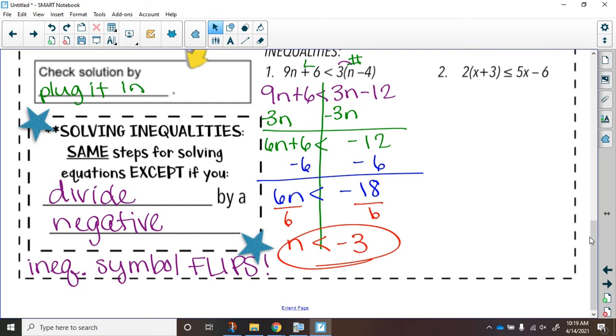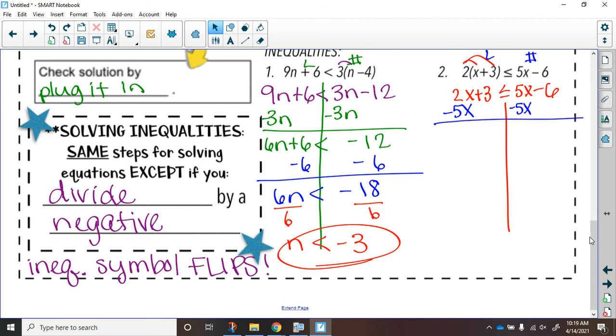Again, we're going to start off by distributing, and we're left with 2x plus 3 less than or equal to 5x minus 6. Go ahead and draw your line. And I still want my letters to the left, numbers to the right. So I'm going to subtract 5x from both sides. You have negative 3x plus 3 less than or equal to negative 6.